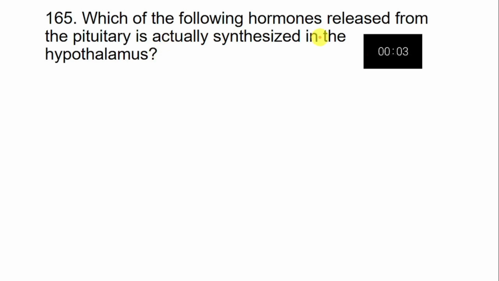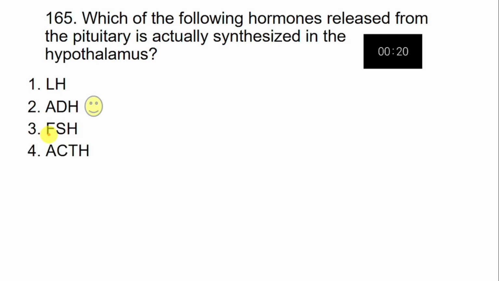Which of the following hormones released from the pituitary is actually synthesized in the hypothalamus? So there are only two hormones, oxytocin and the other one is ADH, which is also called vasopressin. Option 2 is the answer, antidiuretic hormone. So ADH is also a frequently asked topic. It is almost asked every time. Next one.